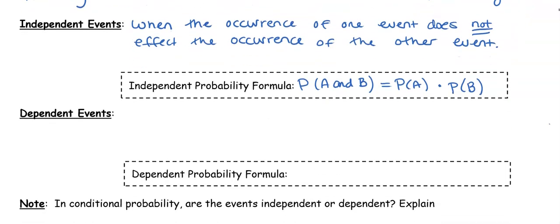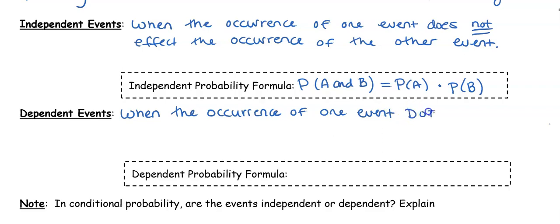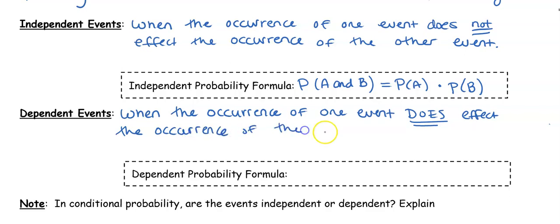Now, dependent events, however, are when one is going to affect the other. So when the occurrence of one event does affect the occurrence of the other event.